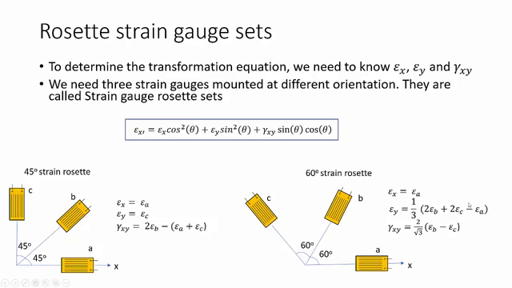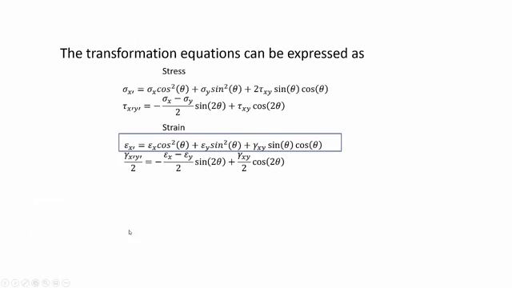Okay, a different equation is given here for the 60-degree strain rosette. We can use this method to determine the state of stress. That is the three important values, epsilon x, epsilon y, and gamma xy. Once we get these three values figured out, the transformation is just by plugging in different values of angle theta.